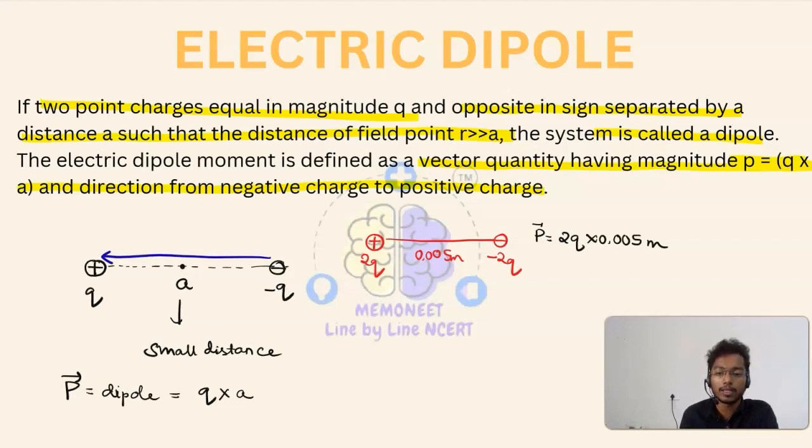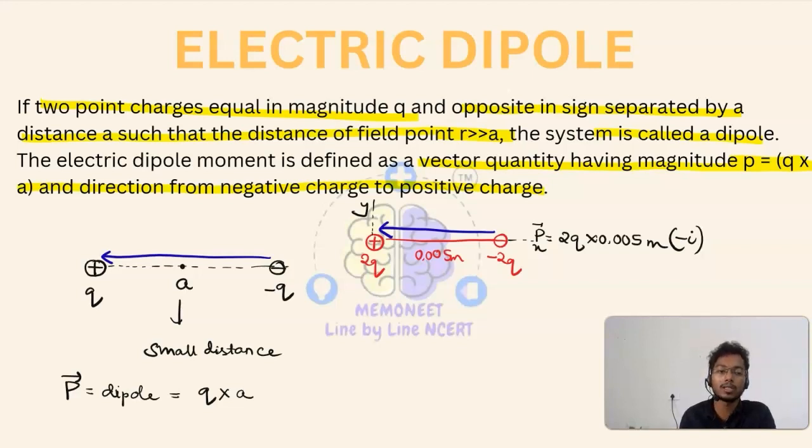If it is along the x direction, let's say we have the y axis and this is the x axis. So this will be in the minus i cap direction. Why? We have said that the direction is taken from the negative charge to the positive charge. So it goes from negative charge to positive charge, so this will be in minus i cap, as it goes towards the negative x.